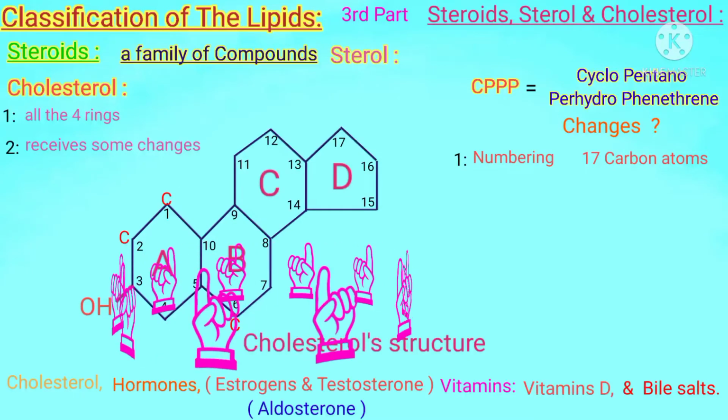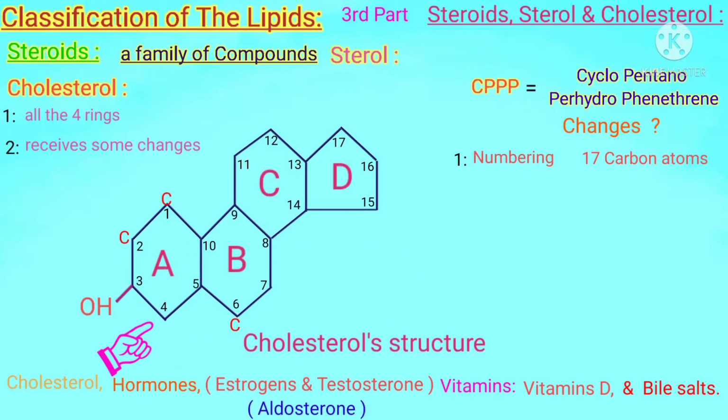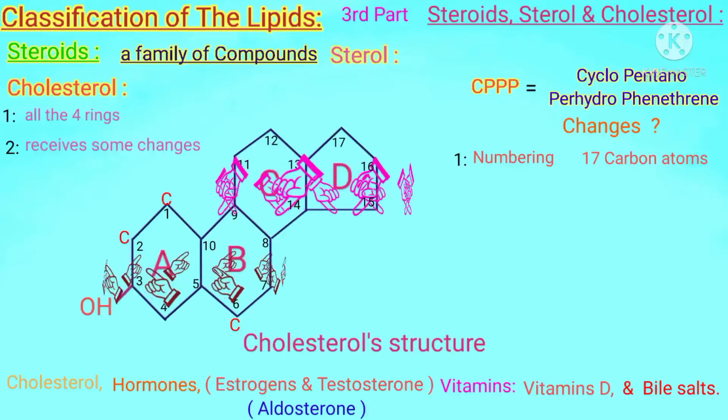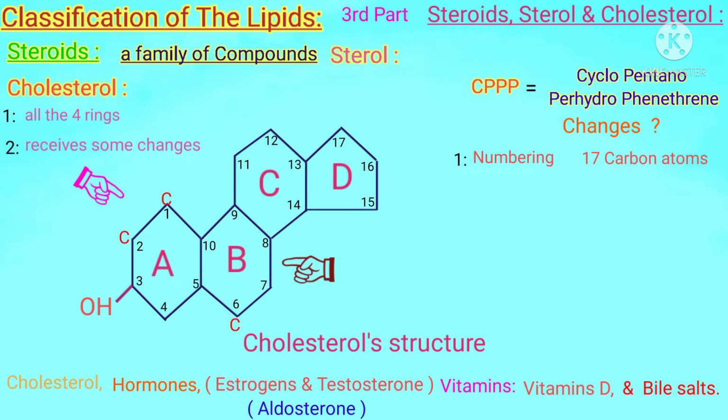Every corner of this structure has a carbon. Carbon, carbon, carbon, carbon. All the corners have carbons. And students, these are the bonds between the two carbons. This is a bond, this is a bond, and this is also a bond between two carbons. Students, most students don't know this concept. I hope now your concept is clear about the corners and the lines: every corner represents a carbon and every line represents a bond, a sigma bond.